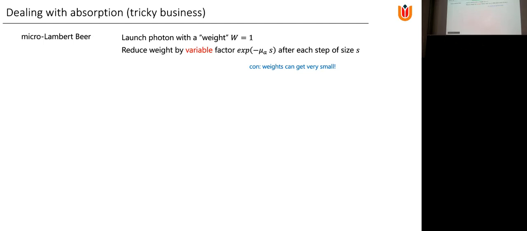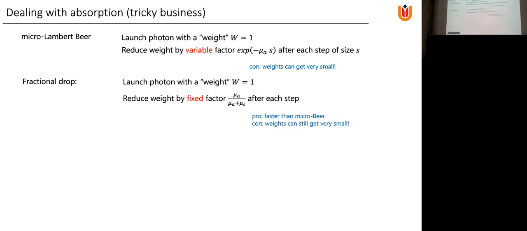But this way of doing it is actually not so efficient, because calculating an exponent takes resources, takes time. So another way of doing that is basically the same thing. Start with a weight of 1, and now not drop a variable factor, but drop a fixed factor. The fixed factor is then equal to mu a over mu a plus mu s.